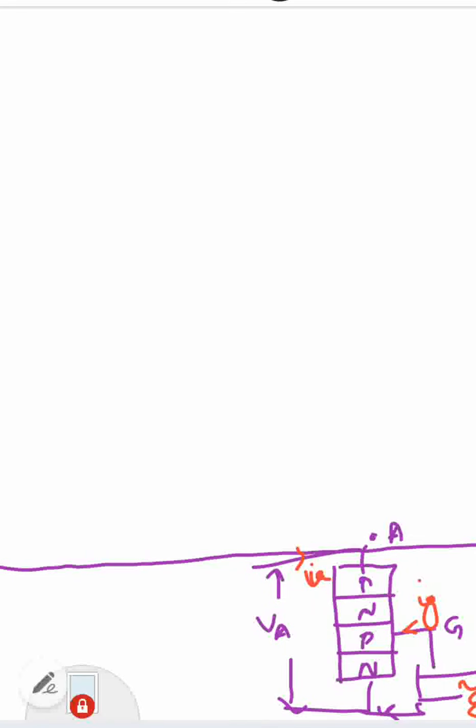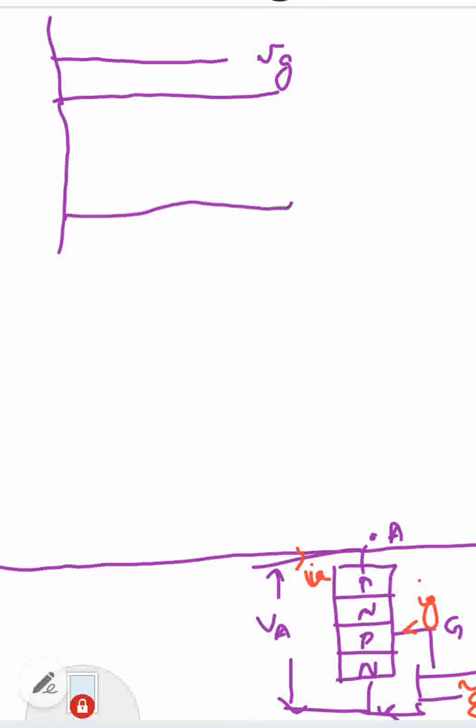In the last video, we have seen the turn-on characteristics of SCR. So, we applied a pulse gate voltage. This is VG. When we apply a pulse, the gate current slowly increases and finally it reaches its steady state value IG.